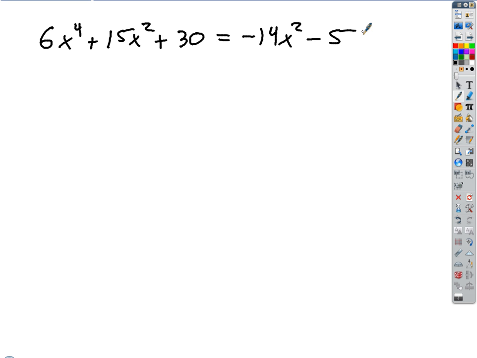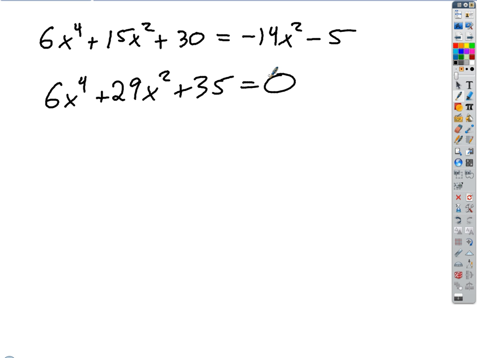So what can we do? Okay, move it all to one side. Good. Put it in standard form. Good. So I'm going to get, what, 29 x squared plus 35. Okay. Now what?